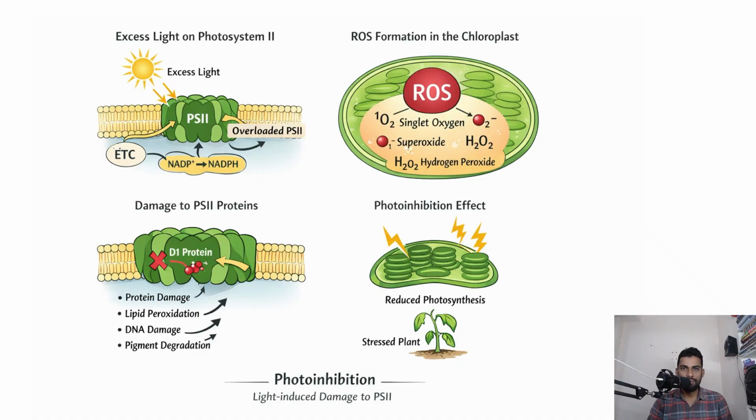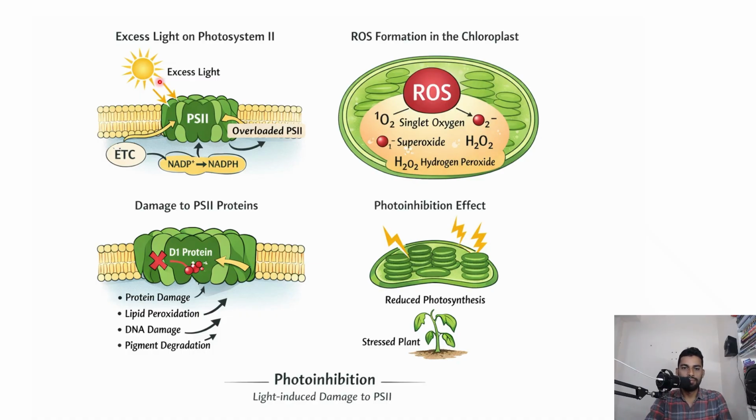Due to the excessive light, singlet oxygen forms. Also, hydrogen peroxide forms. We already know that hydrogen peroxide is dangerous to the photosystems. These free radicals damage the photosystem. In today's lesson, we will see how the plant protects itself from excessive light.